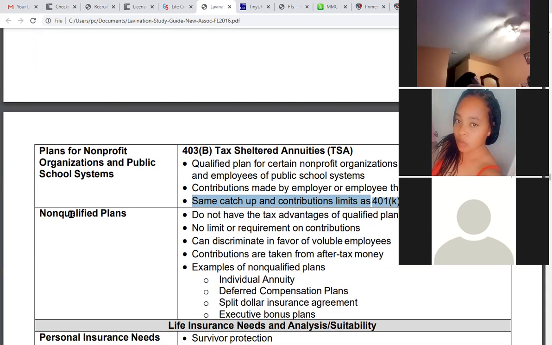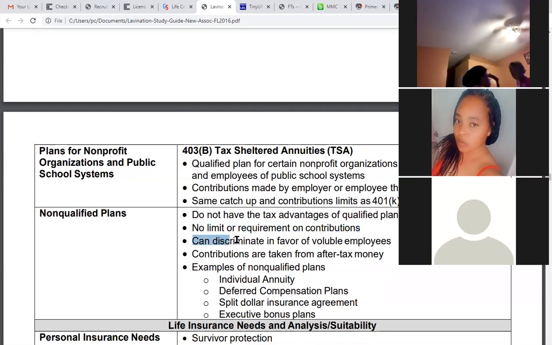Okay, so those are what we call retirement plans. What about non-qualified plans? Either the plan is qualified or not qualified. If it's not qualified, this is what you need to know. They do not have tax advantages. There's no limit or requirement for contribution. Those folks with non-qualified plans can put as much money as they want. For example, a regular mutual fund account is a non-qualified plan.